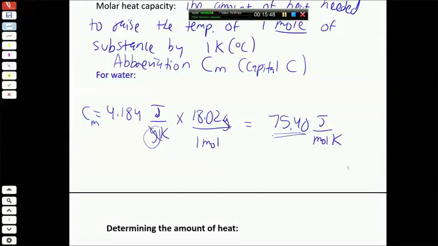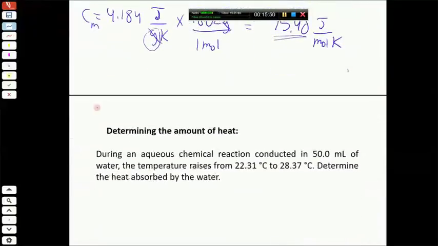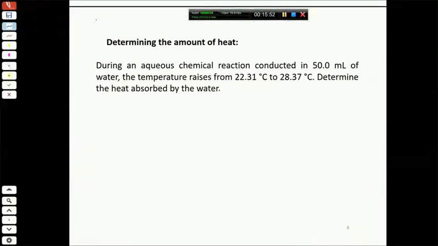So then let's just work through a simple example problem of how we do this. So let's say we have an aqueous chemical reaction conducted in 50 milliliters of water, and the temperature goes from 22.31 degrees Celsius to 28.37 degrees Celsius. We want to determine the heat absorbed by the water. The temperature is increasing, so we know that heat is being absorbed, and we should then think of Q as being a positive quantity. Remember we talked about the sign conventions for Q last time. If heat is absorbed by a substance, then it's going to be a positive number.